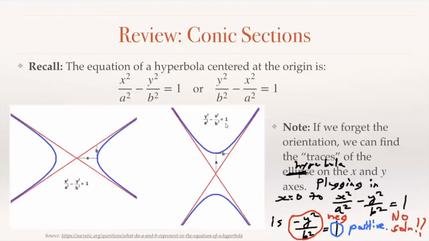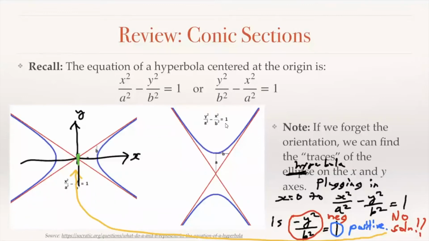Okay, have we made a mistake? No, we have not. That no solution corresponds to this picture. Here's the y-axis, here's the x-axis. And when x equals 0, then that is the y-axis. And the hyperbola has no intersection with the y-axis.